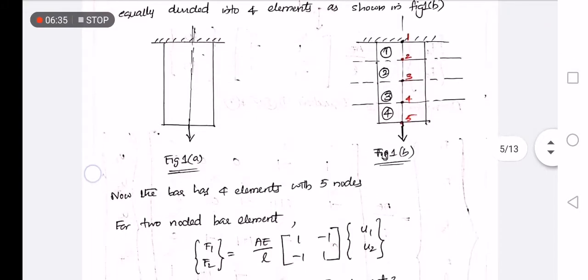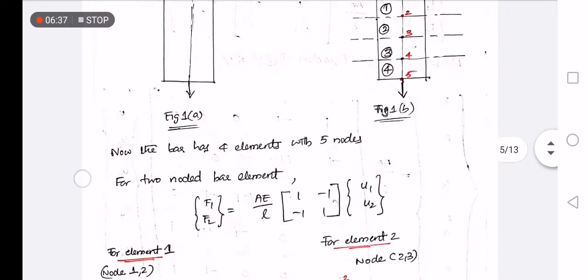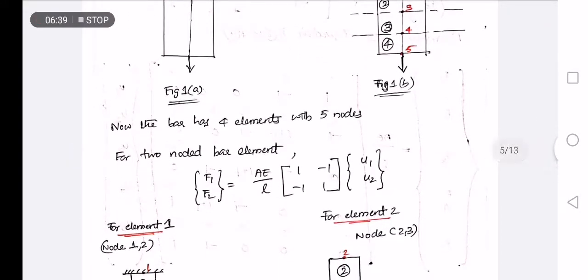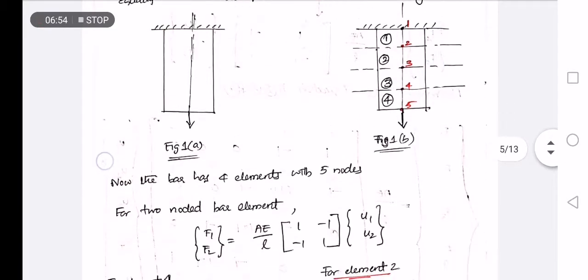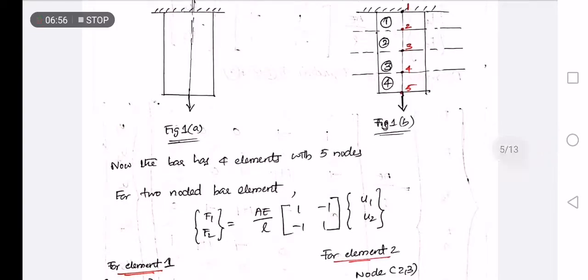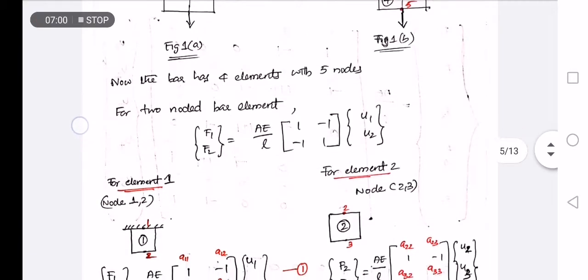So now the bar has four elements with 5 nodes. For a two noded bar element, the equation is the same equation: F1, F2 is equal to AE by L into the matrix 1, minus 1, minus 1, 1, into the matrix U1 and U2. So the force vector matrix is equal to stiffness matrix into displacement matrix.